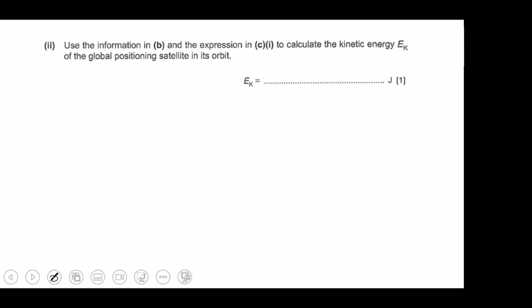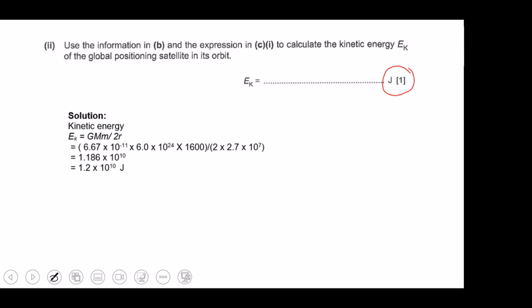Okay, C2, they ask you to use the information in B and the expression in C1 to calculate the KE of the GPS satellite. It's only a 1 mark question, so by right, it shouldn't be very tedious. Your KE is GMm over 2R. The gravitational constant is 6.67 times 10 to the power minus 11. Your two masses are given, and you divide by 2 times the radius. With that, you'll get a certain value, and of course, you round off accordingly, to 1.2 times 10 to the power 10 joules.